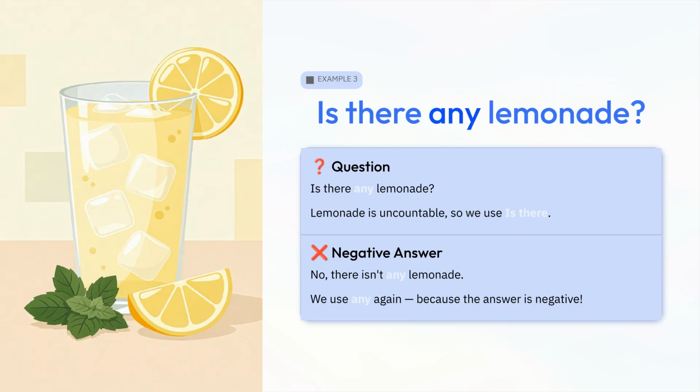Example 3. Is there any lemonade? Lemonade is uncountable, so we say, is there? Negative answer. No, there isn't any lemonade. We use any again because the answer is negative.